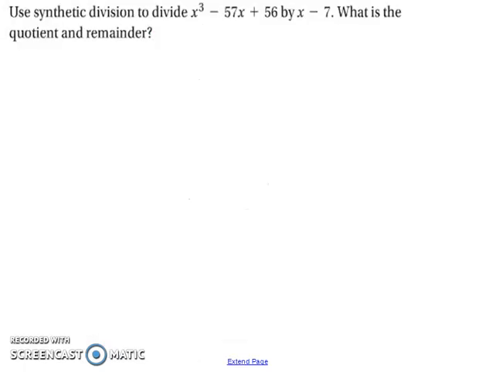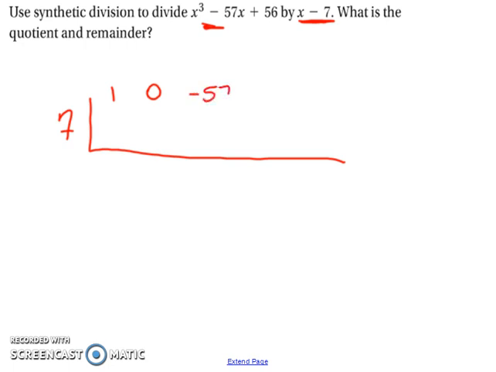Okay, so use synthetic division, and we're dividing x cubed minus 57x plus 56 by x minus 7. So first thing we have to do is to reverse the sign. So 7 goes on the outside. Then I have my weird division bar. Just like with long division, you have to take into account any terms that are missing. So in front of the x cubed, I have a 1. After x cubed would come x squared, but there's no x squared here, it's missing. So we're going to put in a 0. Then we have a negative 57, and then we have a positive 56.